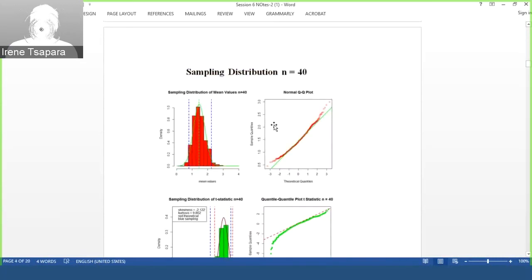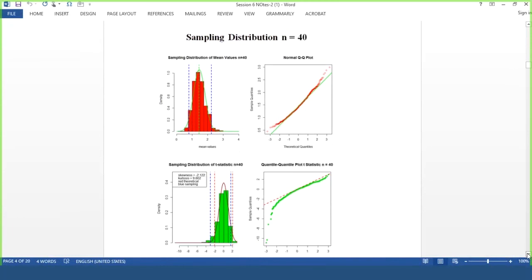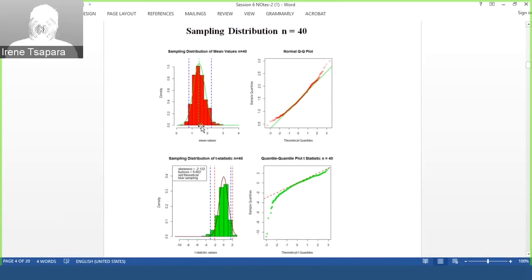If I have samples of size 40 from the first one, I have this. This is my result. And what you can see right here is that I have outliers. This is not a perfect normal distribution. Same thing happens right here. The outliers are on the left. So in the lows that you see, you have points that are going away from the line.